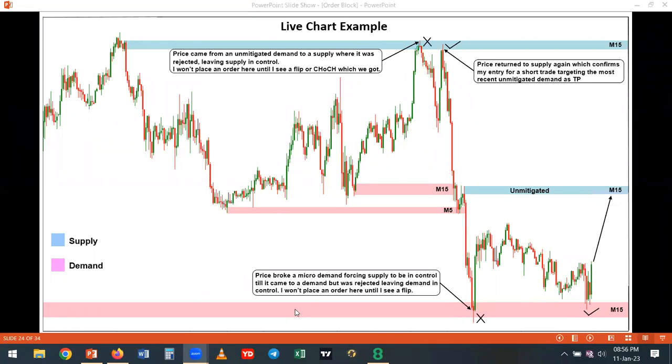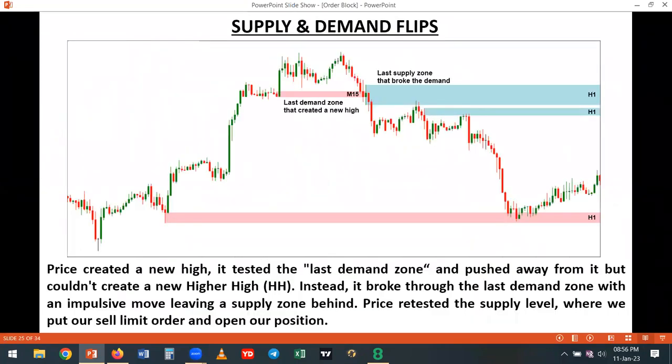I think this explains the issue of who is in control. Now let me rephrase it. When price is coming from an unmitigated order block to mitigate another order block, you do not get an entry for either a buy or a sell until there has been a change in character, a flip, before you can confirm an entry. Then, when price is coming from a mitigated order block to an unmitigated order block, once price mitigates that order block, you can buy or sell instantly.